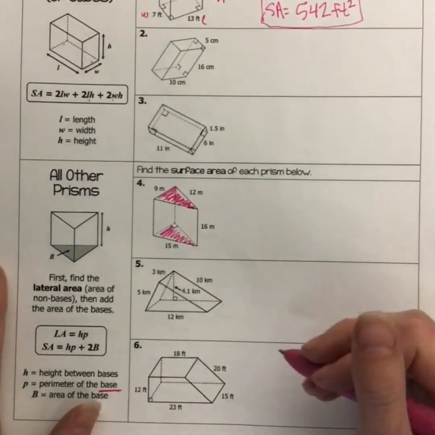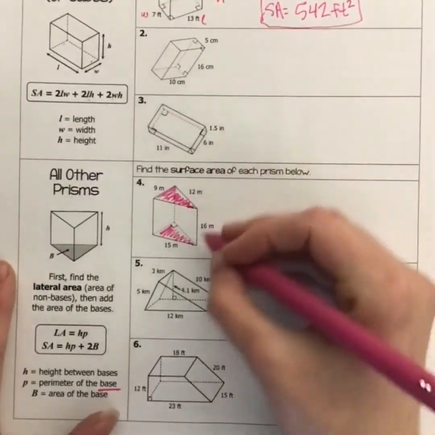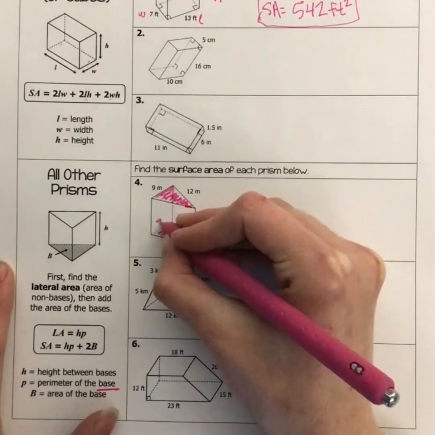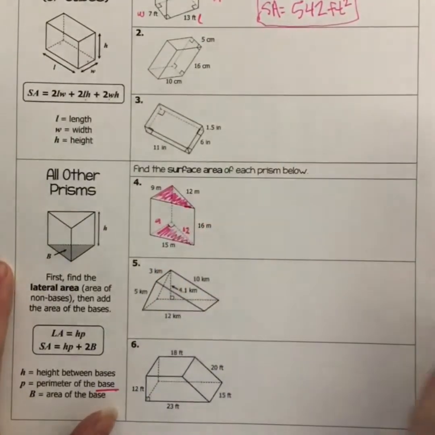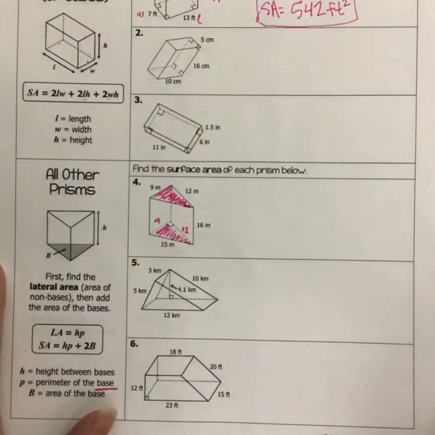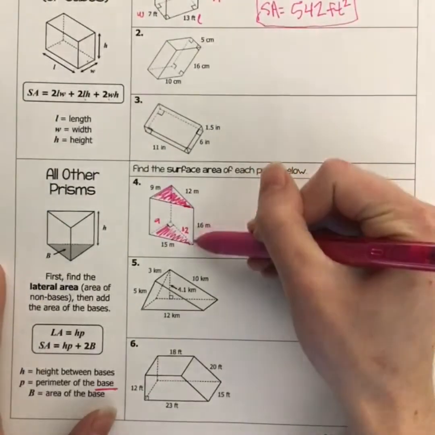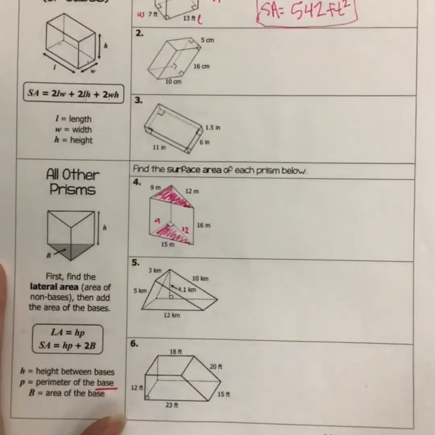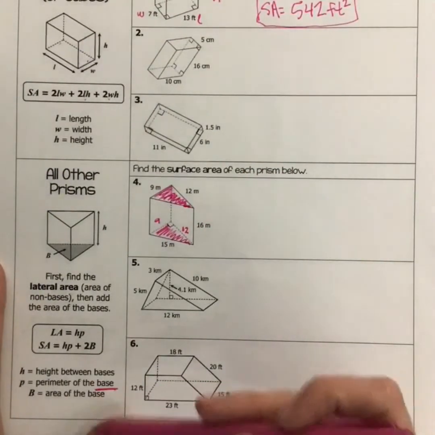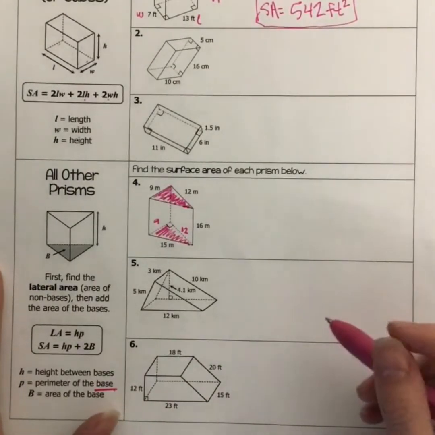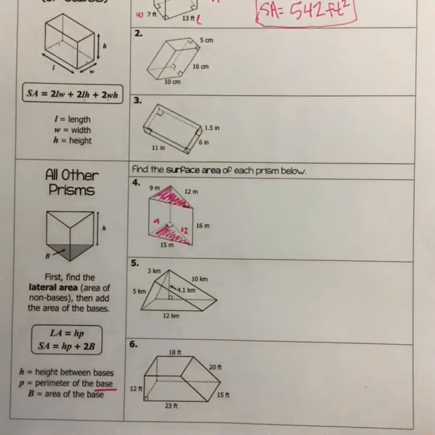So when I take a look at our first example here, we know that we have 15, 9, and 12 around that base triangle. And our height is 16. So to find the perimeter of the base, what we would do is we would add all of those sides together to get the perimeter around our base.